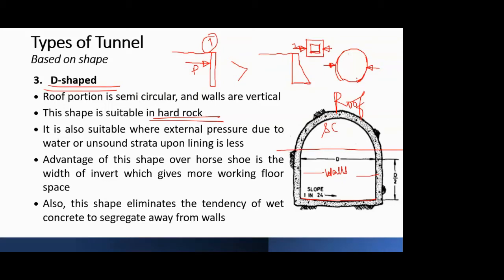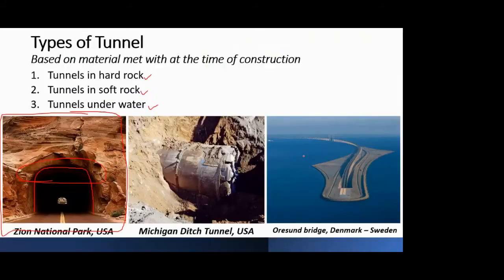But now, if you don't have that kind of strata, if you have a hard rock, then in hard rock there is no need to go for a curved shape, because the semicircular or the D shape will also do. So again, I'll go back to the same figure over here. Here you see the tunnel in hard rock. It is a tunnel in hard rock, but it is also a D-shaped tunnel. You can clearly see the shape: the walls are vertical and the roof is semicircular.